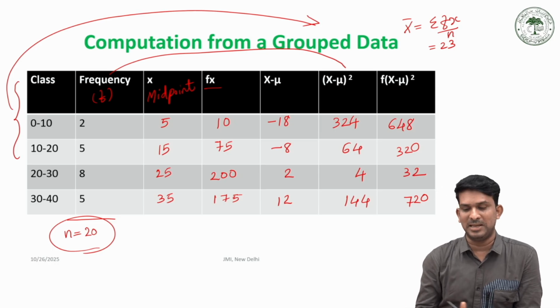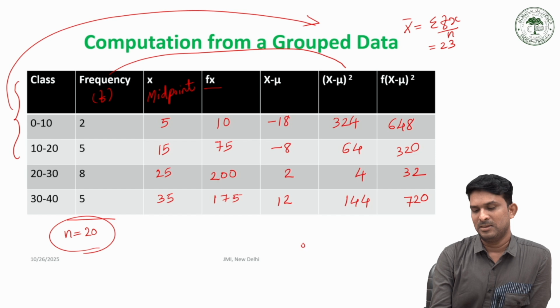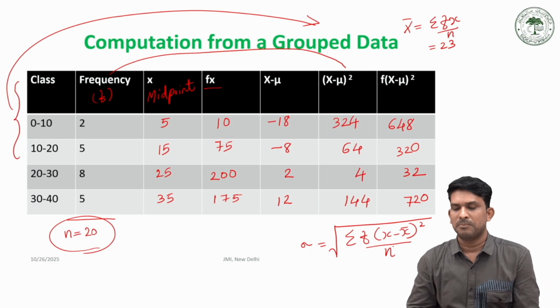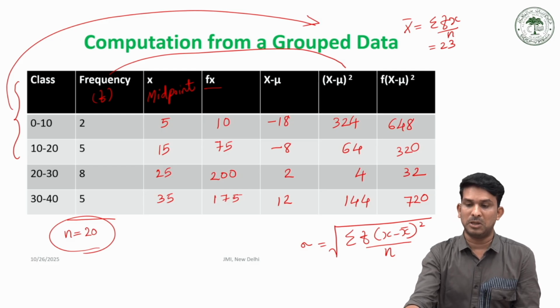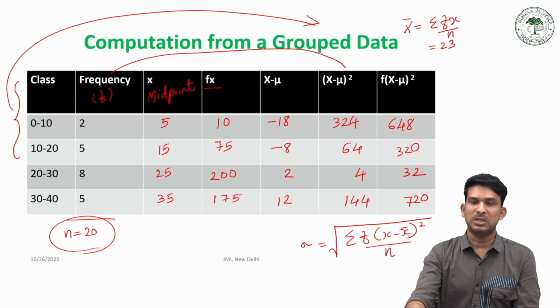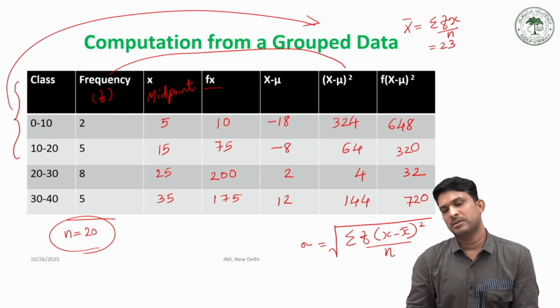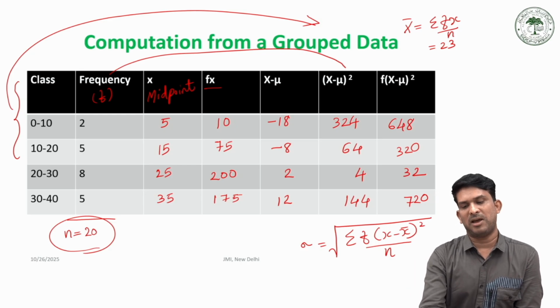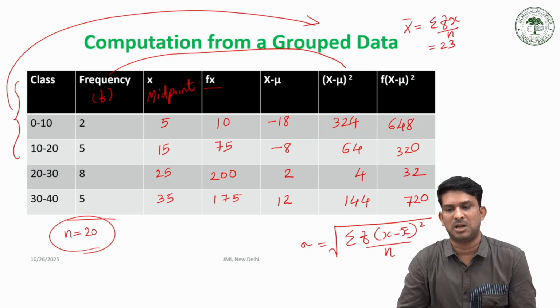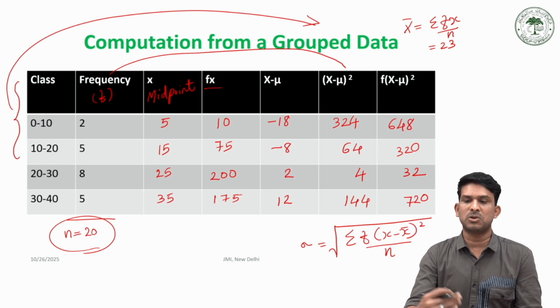I hope that you have clarity. See the equation once again. Standard deviation is square root of sigma of f into x minus x bar the whole square upon n. So x minus x bar the whole square we have to calculate. Calculate the square of this value, x minus x bar value square. So we got all the positive values now since we have calculated square.